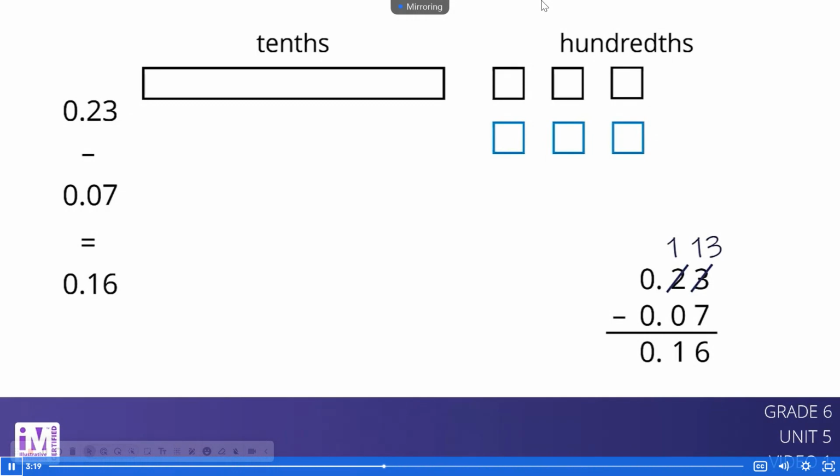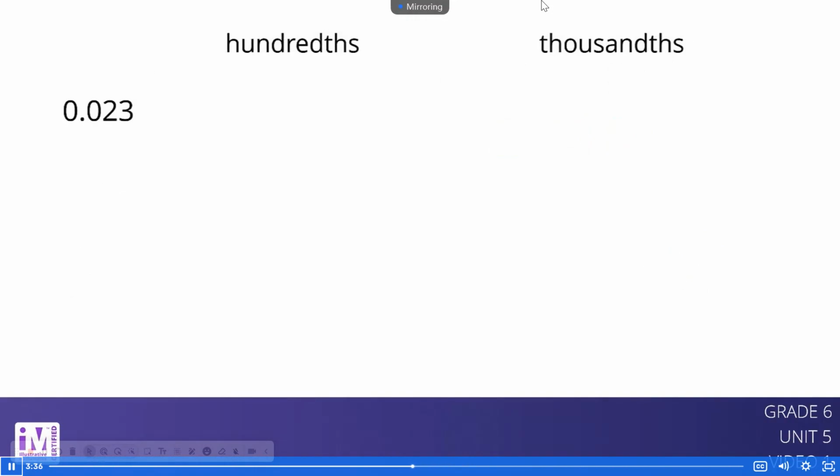Notice how this representation also shows a tenth is unbundled into 10/100ths in order to subtract 7/100ths. This also works for any decimal place. Suppose we're finding 0.023 minus 0.007. Here is a diagram showing 0.023. We want to remove 7 thousandths, represented by 7 small rectangles.